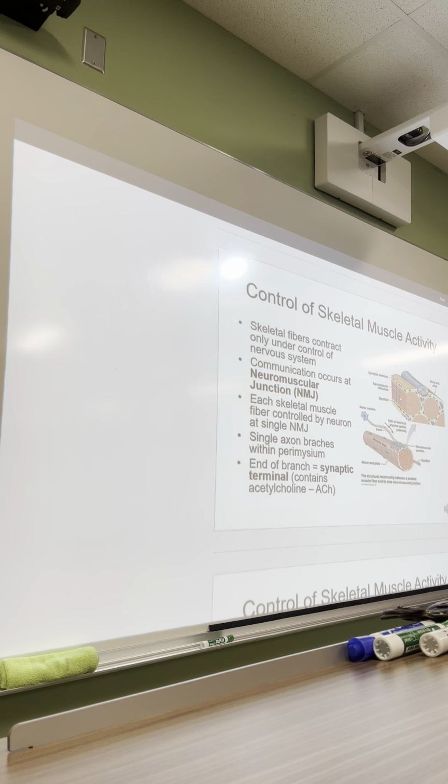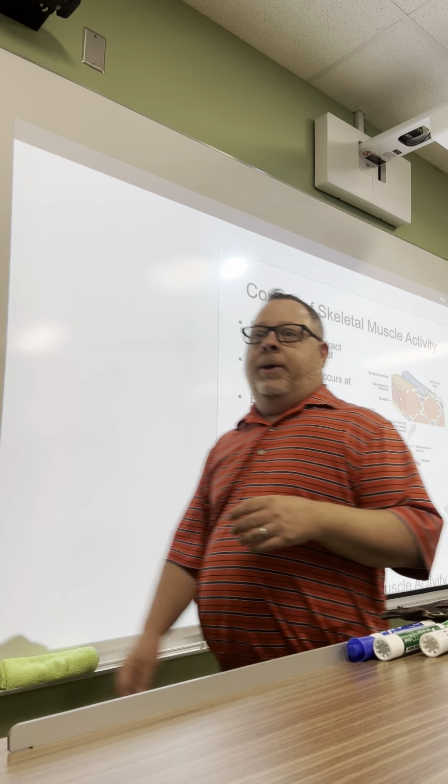And at the end of the branch is that synaptic terminus. And if you remember, there's our acetylcholine. Remember, acetylcholine, or ACH, is the most common neurotransmitter that we have. We spoke Monday about a few others and where they live and so forth, but out in the muscle, acetylcholine is king, so to speak.